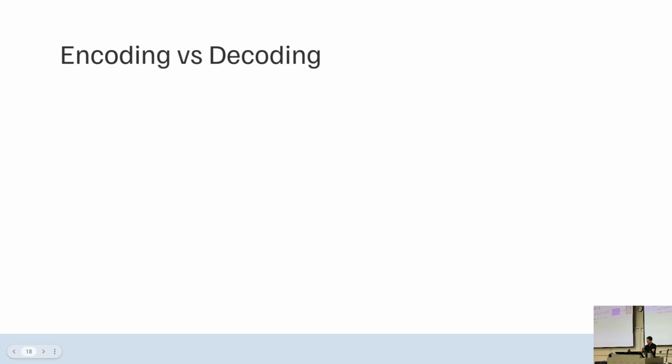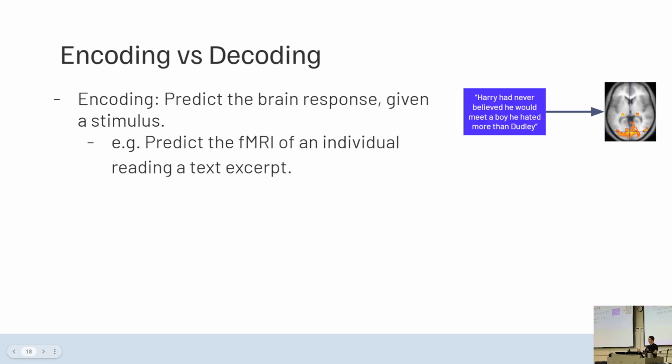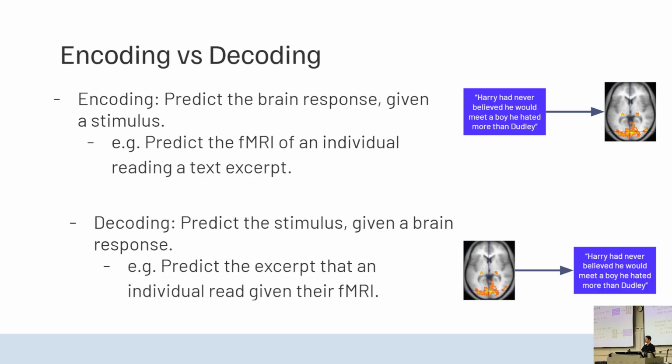In this context, when I say encoding or decoding, for encoding, I mean predicting the brain response given a stimulus. In this case, that is predicting the fMRI of an individual reading some text. And in the other direction, we have decoding, which is predicting the stimulus given some brain response, so predicting the text that someone has read just by looking at the fMRI scan.